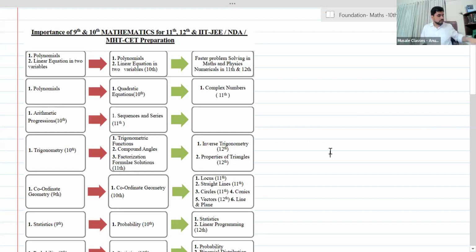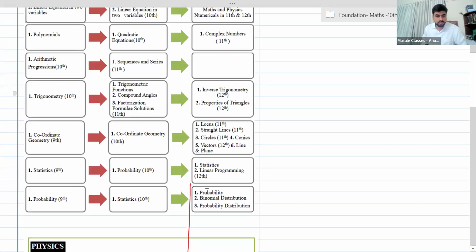For a proper understanding of how your topics are going to help you, we've created a detailed description of how your 9th and 10th standard syllabus helps you in your 11th and 12th standard. We'll be discussing all the subjects, but we'll talk a little more in detail about mathematics, and we'll talk about physics, chemistry, and bio also. Just 1 second, children.